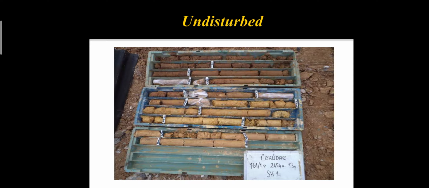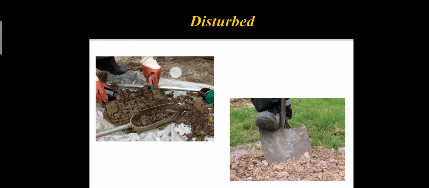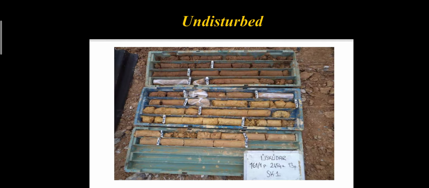These are examples of undisturbed samples. We collect the soil as it is. These are disturbed samples, when we collect them using a spade or when you use some samplers to collect soil samples. Here they are undisturbed samples.